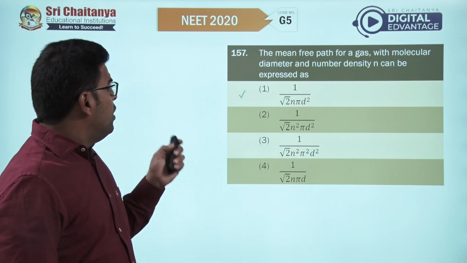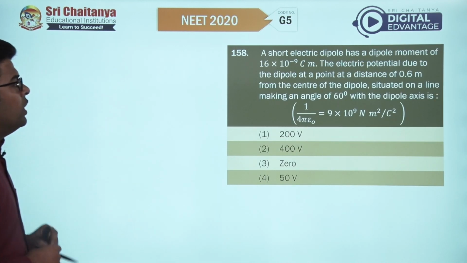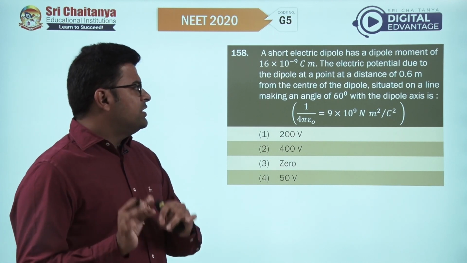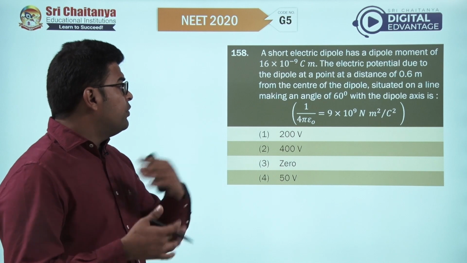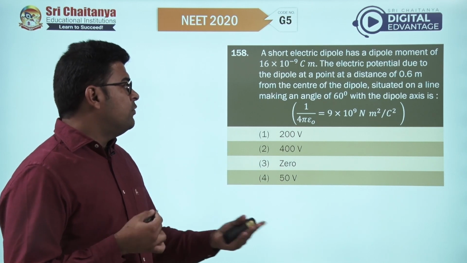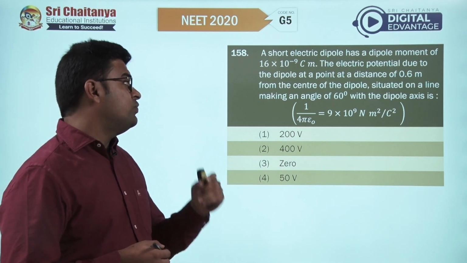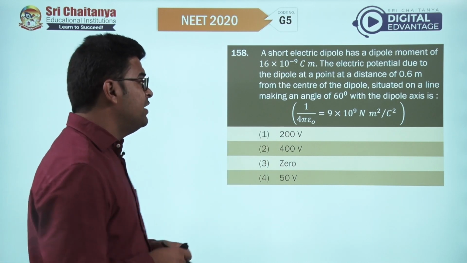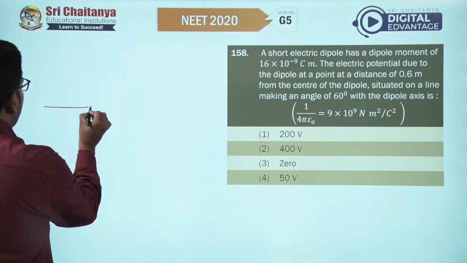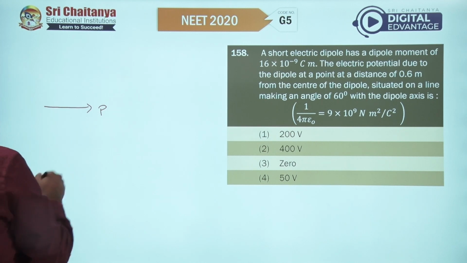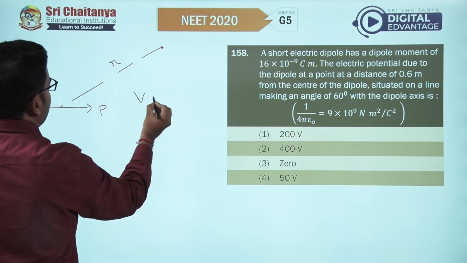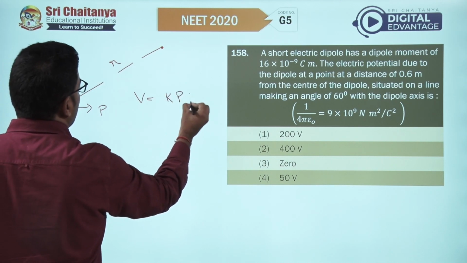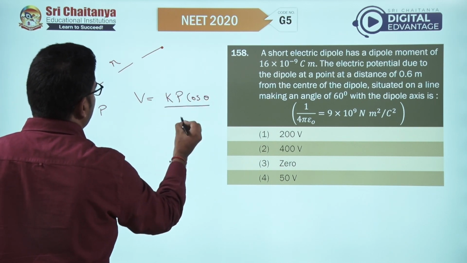Question number 158. A short electric dipole has dipole moment of 16 into 10 raised to the power of minus 9 coulomb meter. The electric potential due to the dipole at a point at distance of 0.6 meter from the center of dipole situated on a line making an angle 60 degree with the dipole axis. So if we have a short dipole of dipole moment P, then at distance r the potential can be written as Kp cos theta by r square.